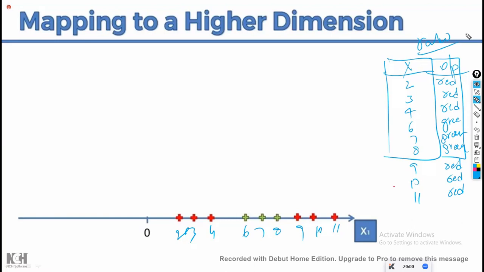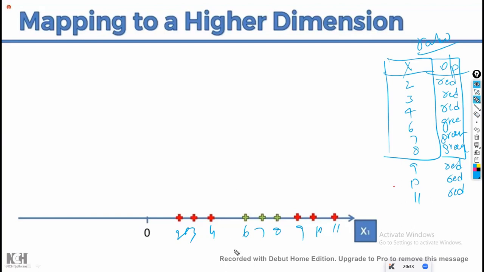Now, for 14, what is the answer? That is the question. For 14, whether it is a green color or red color is the question. After 2, 3, 4, again green, again red, maybe again green you may get, or again red only you may get. Who knows? So this is the data set where I'm having only one input variable and one output variable, and if I apply the scatter plot, this is the scatter plot. Now I have to separate the data. How can I separate?